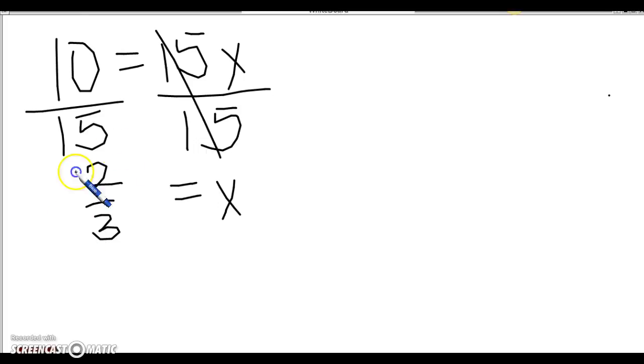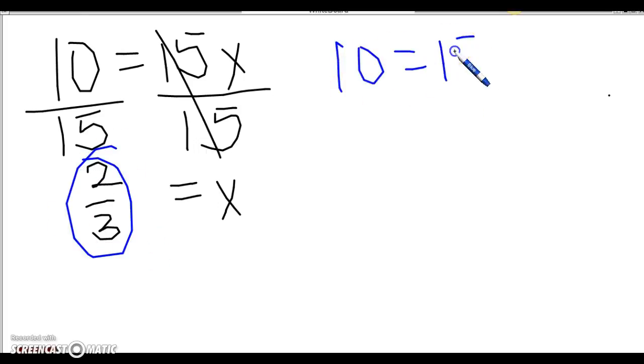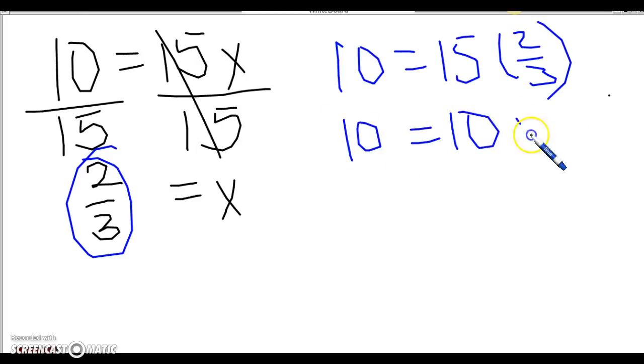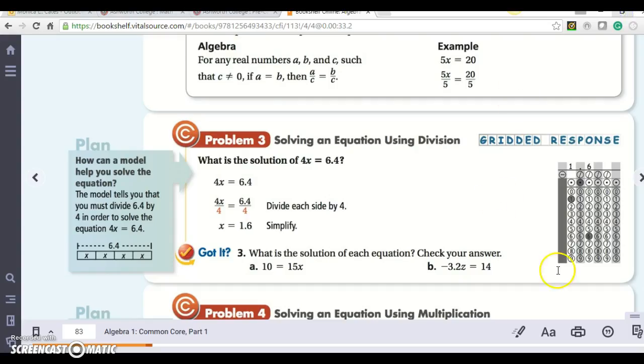Now I can check this by plugging it back in. So I get 10 is equal to 15 times 2 over 3, and 2 over 3 gives me 10 when I multiply by 15. Alright, so let's look at B.